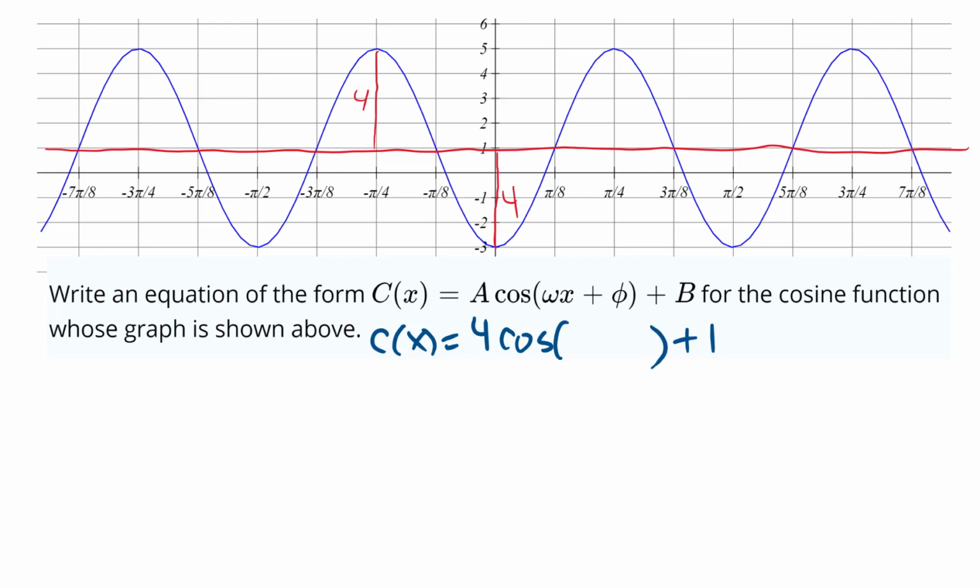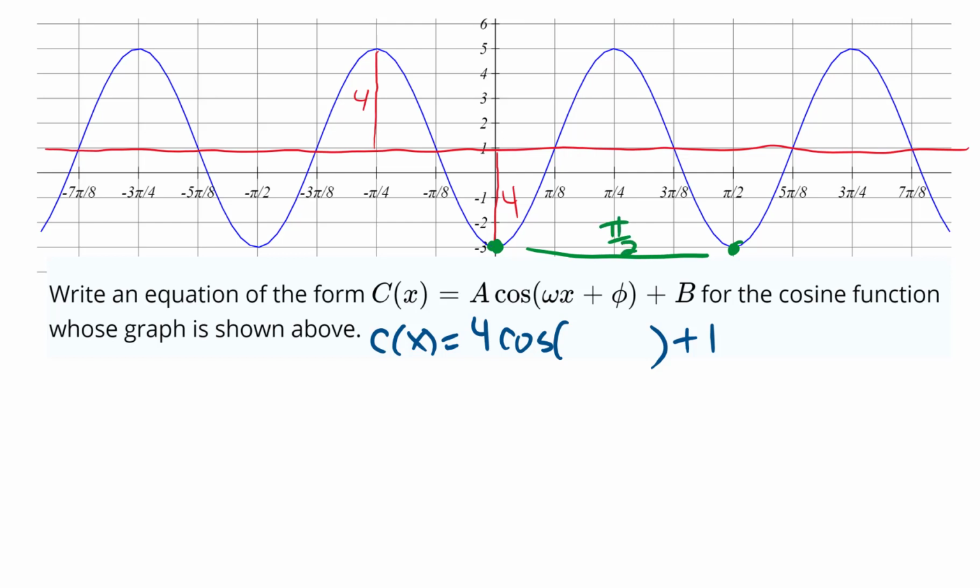The omega is determined by what the period is. So let's figure out what the period is. It looks like I'm at a minimum right here when x is 0. So if I go over and find the next minimum, I can see how far apart they are, and it looks like they are pi over 2 apart.